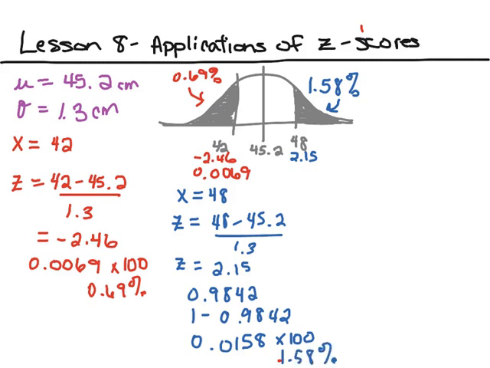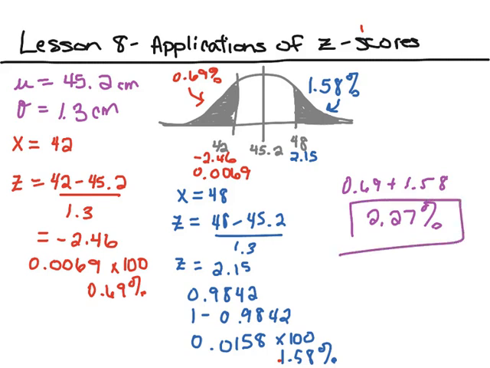So we want to know the percent of the cords rejected. So we're going to take 0.69 plus 1.58, and you get 2.27%. So 2.27% of cords are rejected.